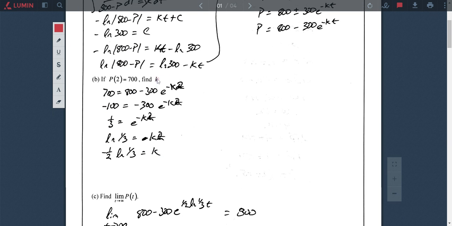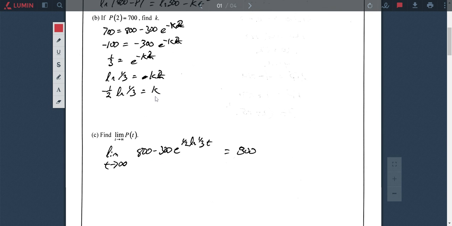Part B, find K if P of 2 is 700. So I put 700 in for P. I put 2 in for T. Subtract the 800 gives me negative 100. Divide by negative 300 gives me 1/3. Natural log of both sides. Divide by negative 2, and we found K.